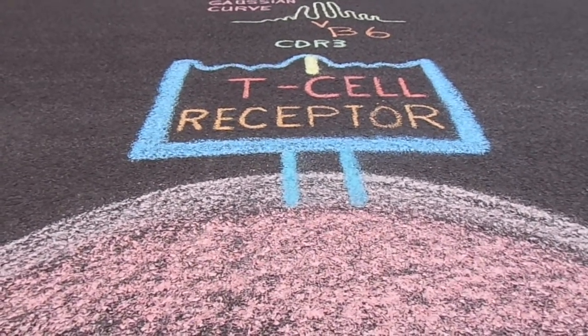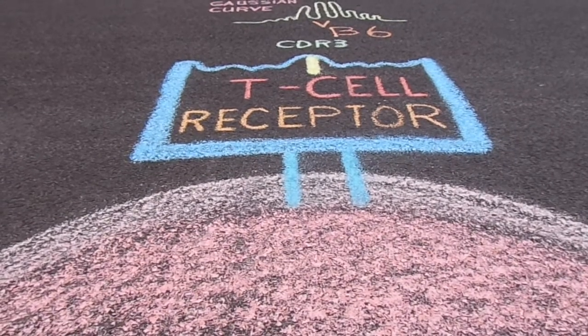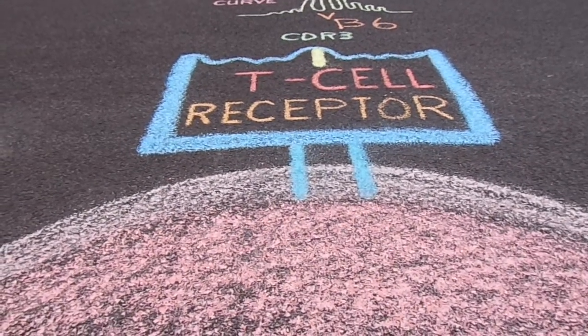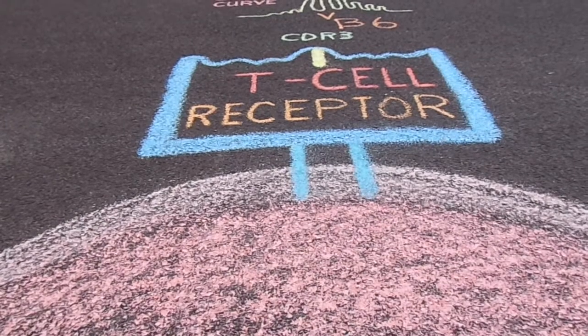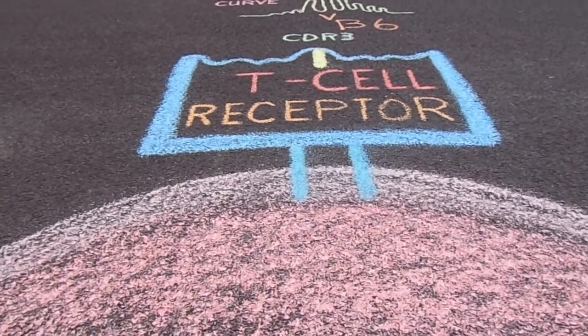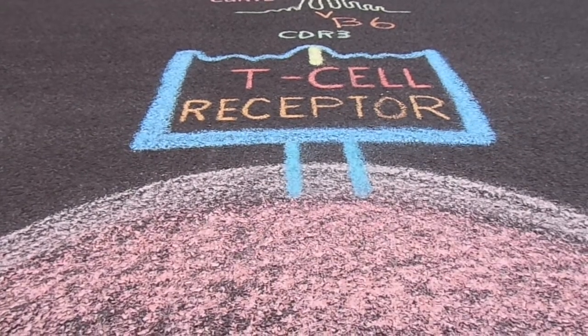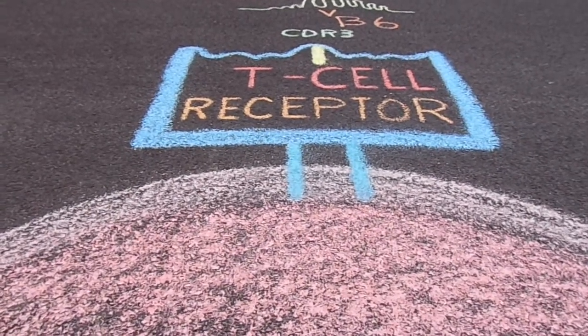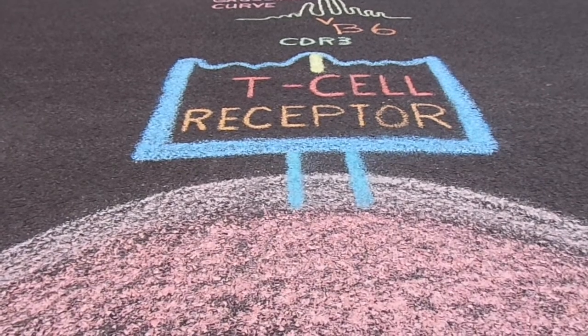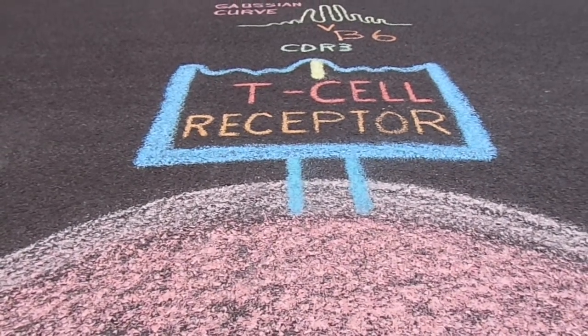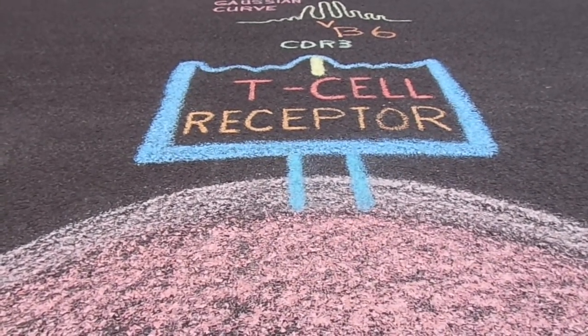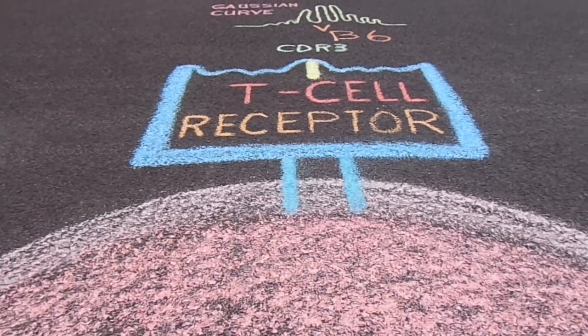Deviations from this Gaussian distribution, such as an excess of one particular CDR3 length, indicate the presence of clonal expansions of T-cells, such as occurs during a T-cell response. And that's assessing the diversity of the T-cell repertoire by spectratyping.